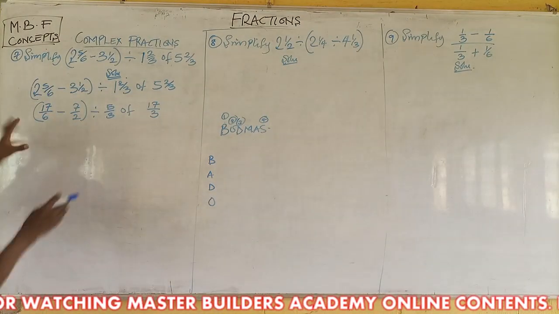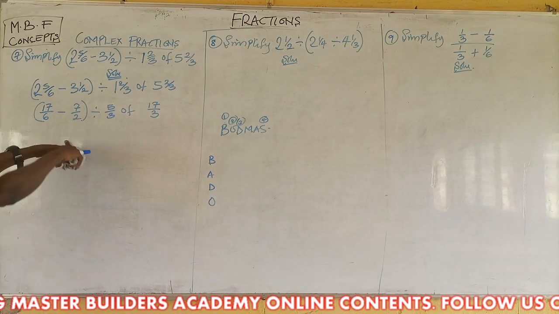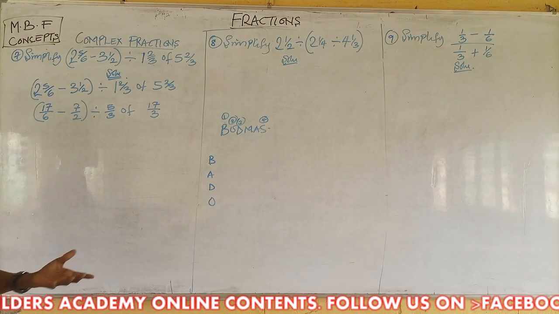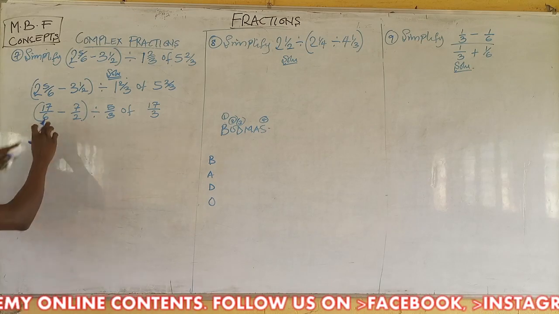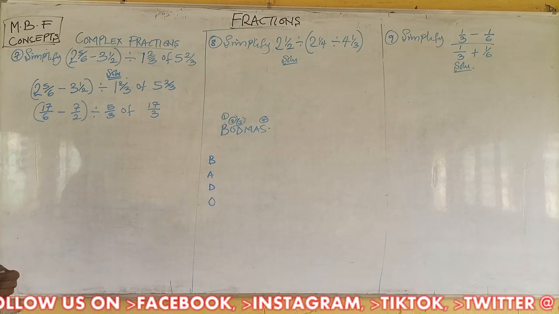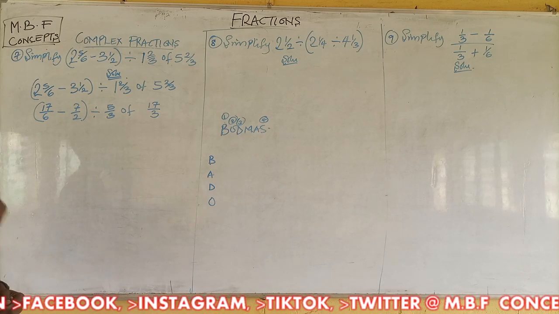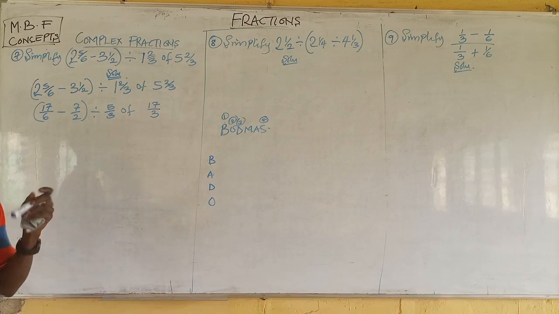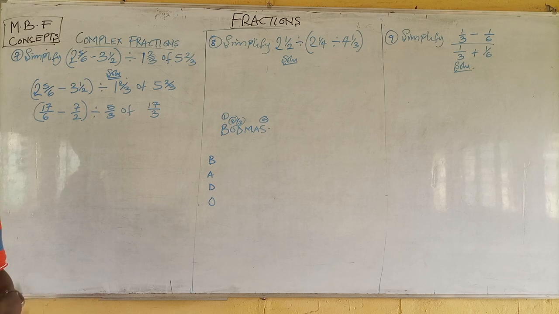Now what do we do here? The first thing we do is to start resolving the brackets. And how do we resolve the bracket? We have to examine what fractions we have inside the bracket. We have 2 fractions inside the bracket, connected with a subtraction sign. And you know that when 2 or more fractions are connected with a subtraction sign, all you simply do is find their LCM.